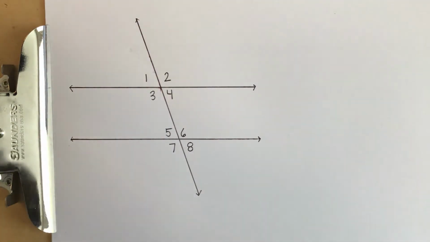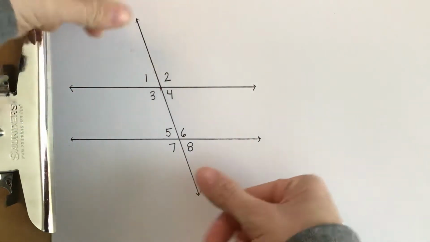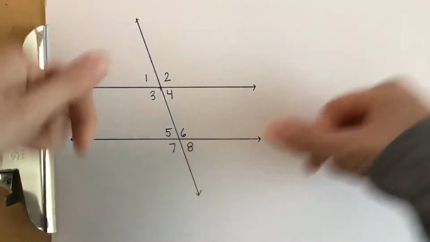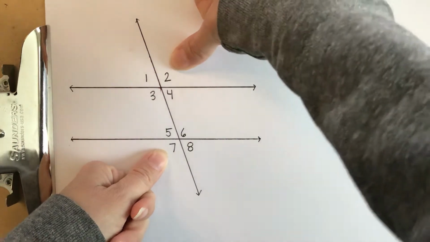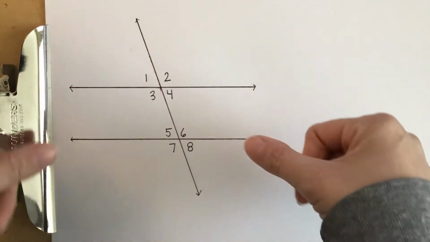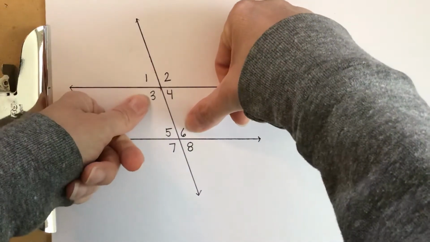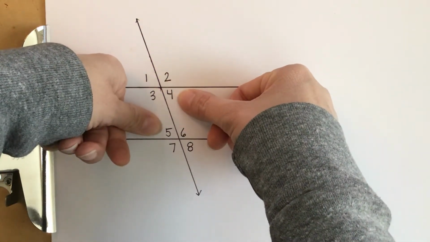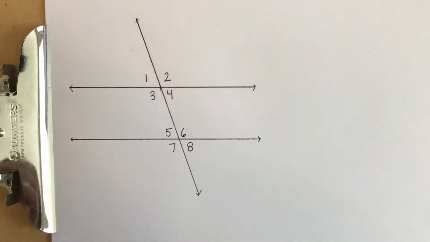Okay, so alternate exterior angles are angles that are on the outside of your parallel lines, so out here, and they alternate. So this would be a set of alternate exterior angles, and this would be a set of alternate exterior angles. If we're talking about alternate interior angles, then angle 3 and 6 would be a set of alternate interior angles, and 4 and 5 would be a set of alternate interior angles. Hopefully you're pretty good at those angles by now because you did that yesterday.